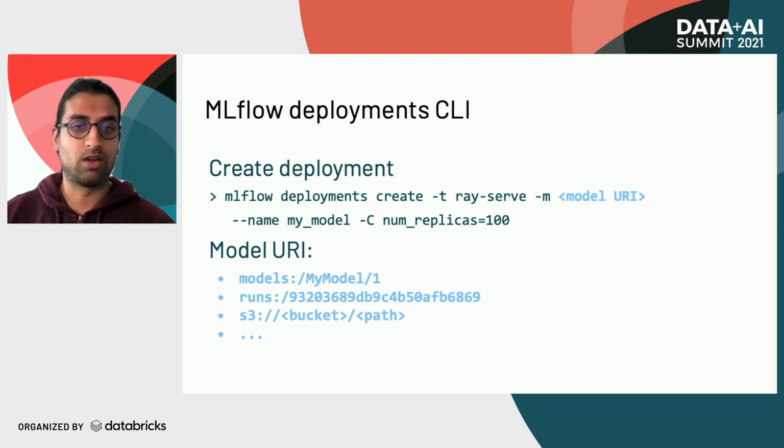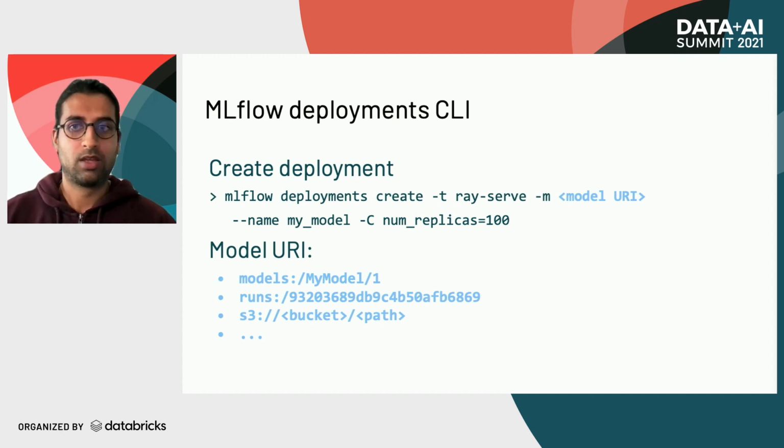But you can use various other plugins as well, made by other communities, other companies. And here you can pass in the model URI. So any model that's stored in your registry, you can access it by a number of different URIs. They can be on S3, for example. And then finally, this -c num_replicas=100. That's a RayServe specific config parameter, telling RayServe to scale up the model to serve 100 replicas in parallel. So that'll really increase your throughput.